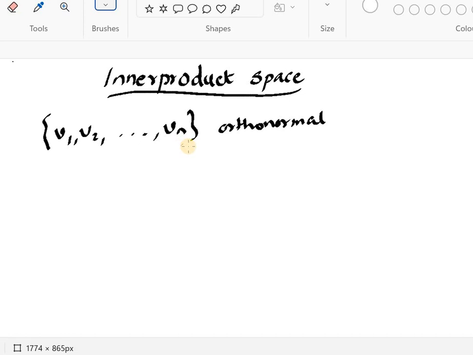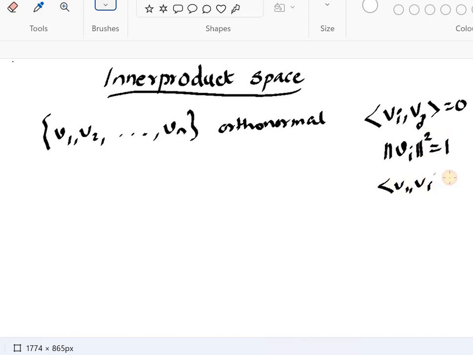Now you can see that orthonormal vectors are always linearly independent vectors. Suppose a collection v1, v2, etc., vn is an orthonormal set. Then we know that inner product of v1 comma v2 is equal to 0, v2 comma v3 is equal to 0, etc. In general, inner product of vi comma vj is equal to 0 and the length of vi is equal to 1. That means length of vi square is also equal to 1. That means inner product of vi with vi itself is equal to 1.